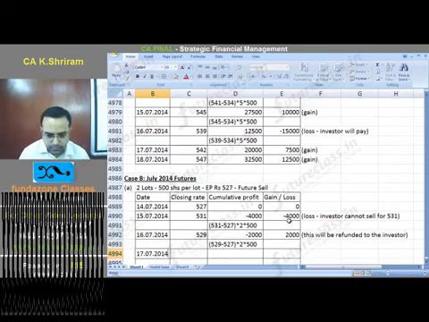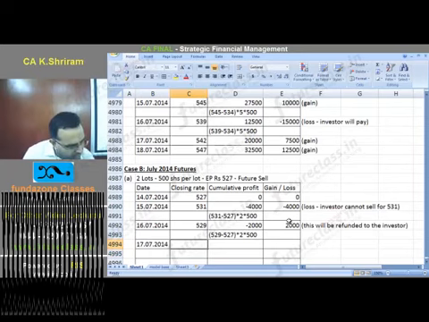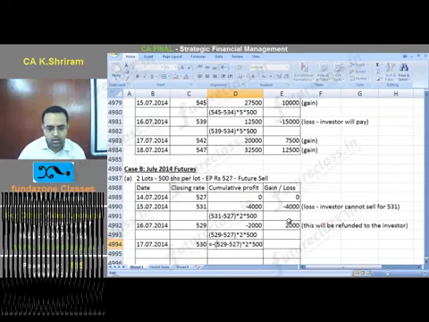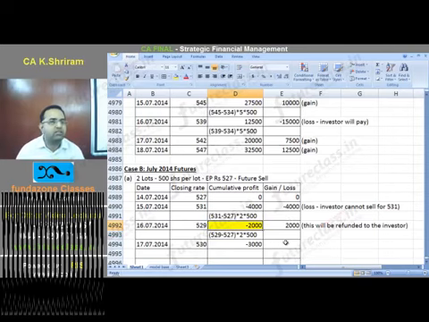17th. What is the price? 530. What is the cumulative position? Loss of 3000. What has happened in the last 2 days cumulative? 2000 has been paid. This is the cumulative position, right? So which means what should the investor do? Pay or receive? Pay how much? 1000.